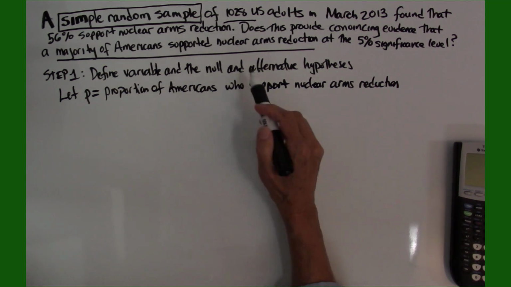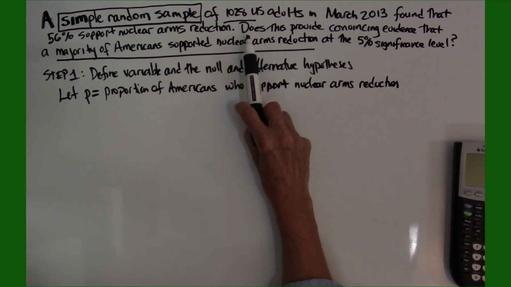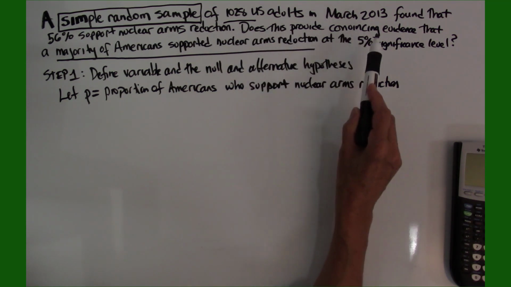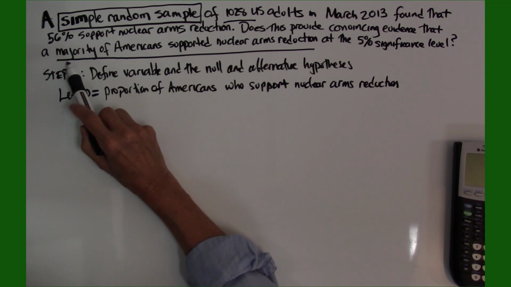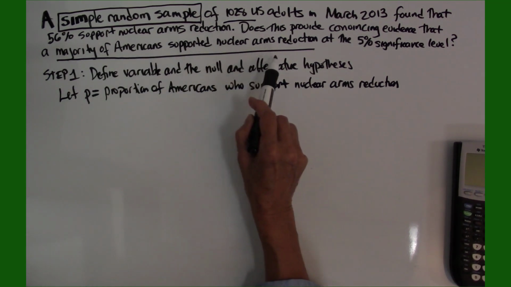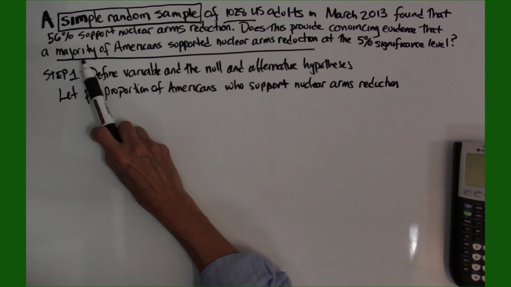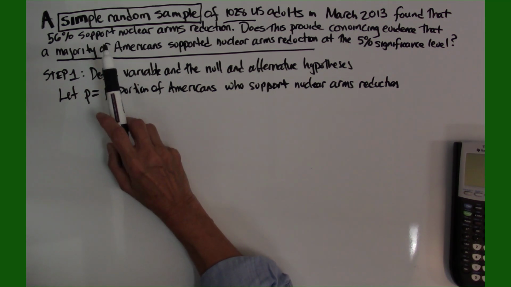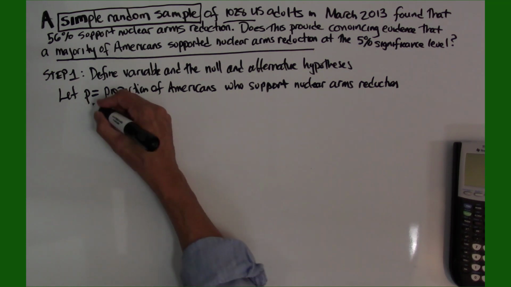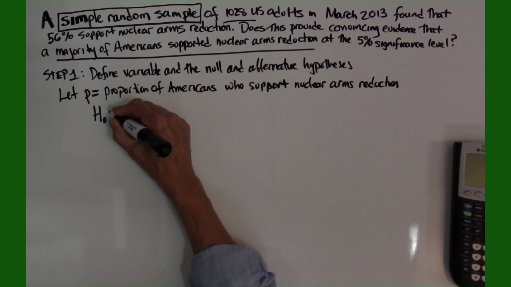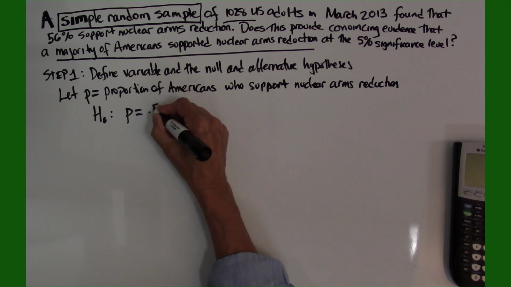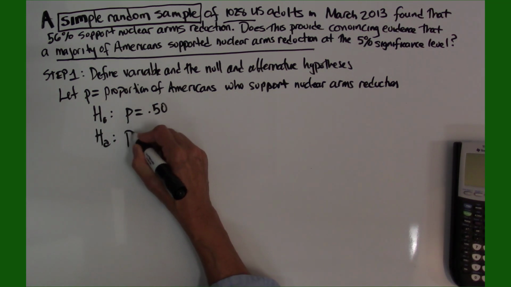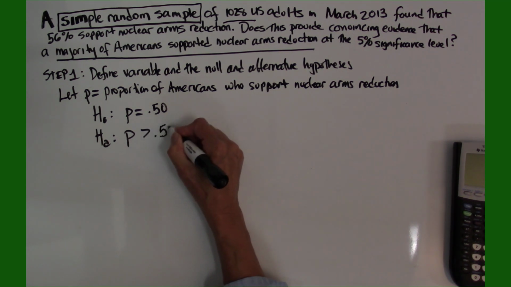In our alternative hypothesis, we would like to know, does this sample provide convincing evidence that a majority of Americans support nuclear arms reduction? A majority of Americans would mean that the proportion of Americans would be greater than 50%. So our null hypothesis is that p is equal to 0.5, and our alternative hypothesis is that p is greater than 0.5.